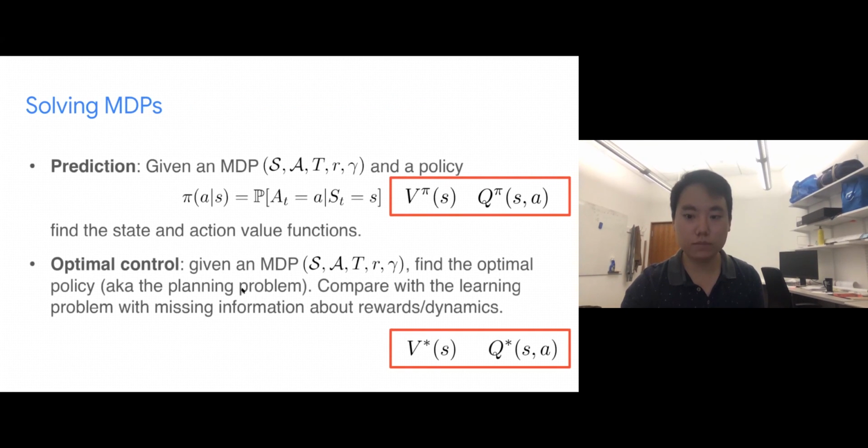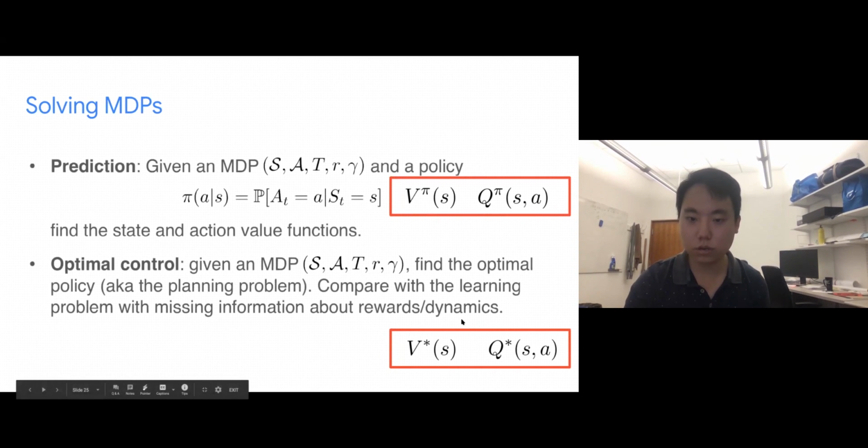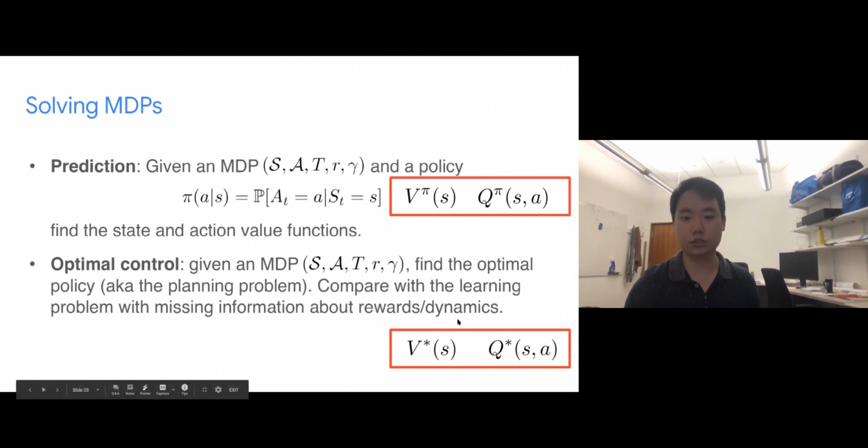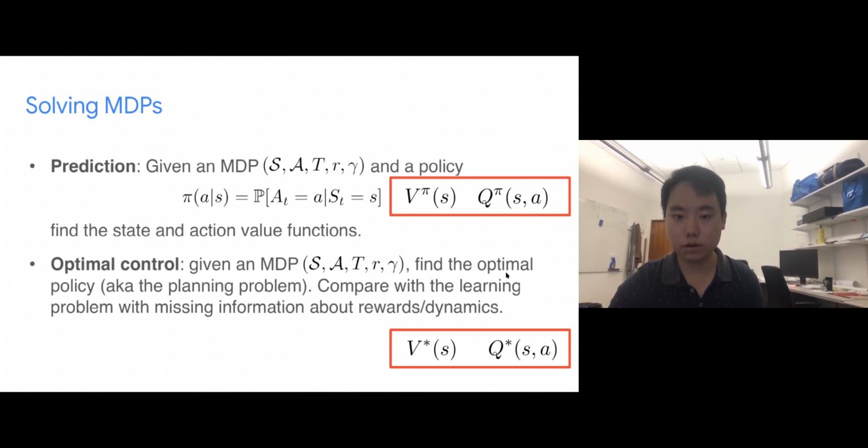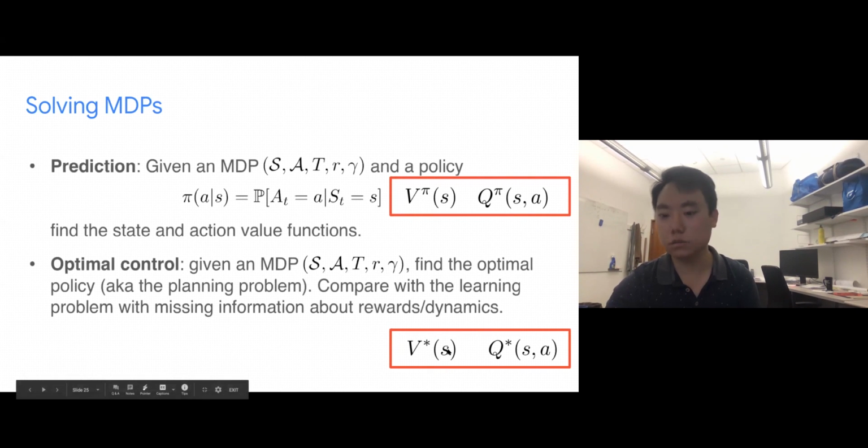So what it means to solve an MDP is that, given an MDP and a particular policy, I want to find the state and action value functions. So I want to be able to compute these two things for a given policy. And that's a prediction problem. And the optimal control problem is very closely related. It basically involves another maximization over all possible policies. So this will involve finding the optimal policy that achieves your optimal value function and your optimal action value function.